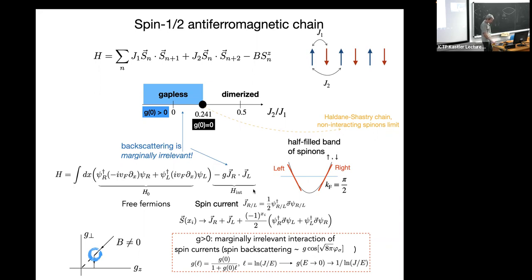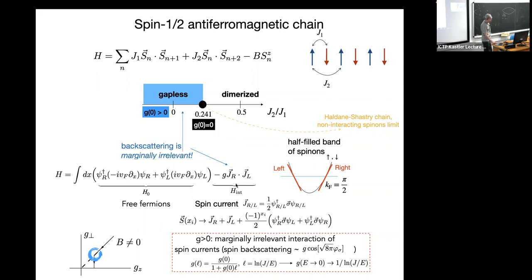And then we have an additional, in theoretical terminology, marginally irrelevant interaction, which couples right and left spin currents, these J's with index R and L. And J's are really just magnetization densities formed at the right and left Fermi points. The original spin at a particular point is the sum of right and left spin currents. Spin current is a technical term; it's not really different from magnetization current, just terminology. The chain is antiferromagnetic, so there is a staggered Néel vector, which is a combination of left and right spinons.